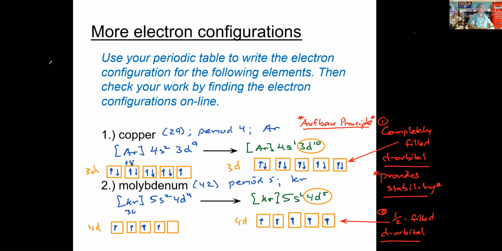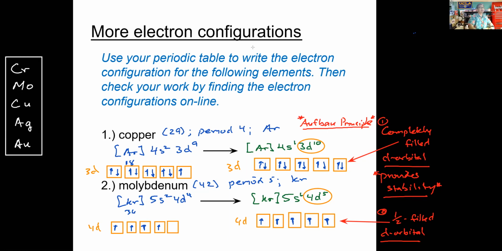You'll need to remember these elements here. Make sure that you remember that it's going to be chromium, molybdenum, which we just did here, copper, which we just did here, silver, and gold. So if you ever see any one of these five, I'm going to ask you to remember this. These are the 5 exceptions that I will ask you to remember. These are the 5 exceptions to the Aufbau principle.